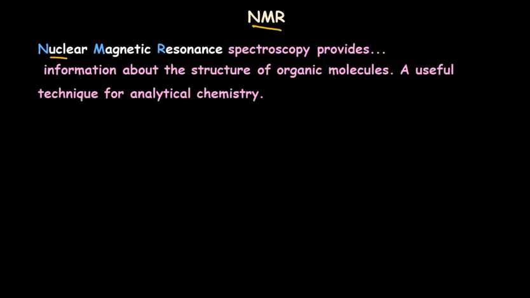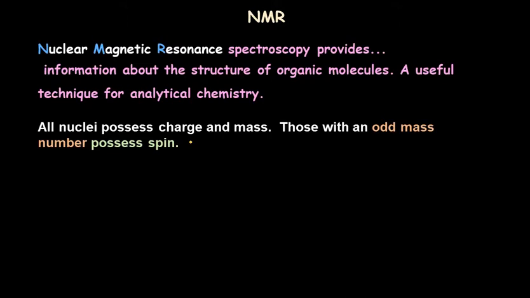NMR denotes nuclear magnetic resonance, which is a type of spectroscopy which we have also earlier studied. And what is NMR used for? NMR provides us some information about the structure of an organic molecule. It is a useful technique of analytical chemistry. NMR is generally used to analyze organic compounds, and the full form of NMR is nuclear magnetic resonance. Now let's understand what NMR is and how it works.